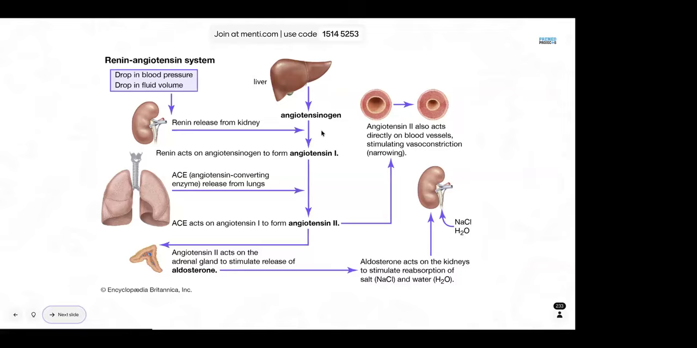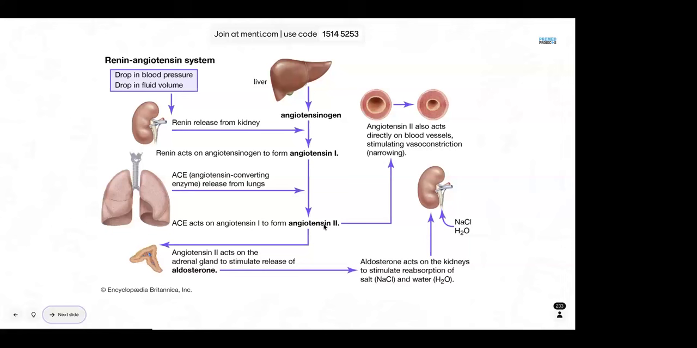Let me quickly recap this system because it is quite nice to know how it works. Essentially, your kidneys will detect there's a drop in blood pressure and a drop in blood fluid volume. So the kidneys release renin. Renin acts on angiotensinogen, which is produced by the liver, and converts it to angiotensin 1. Angiotensin 1 then flows in the bloodstream and gets converted by ACE, which is in your lungs, to angiotensin 2.